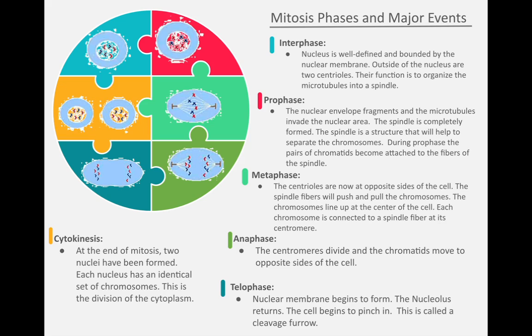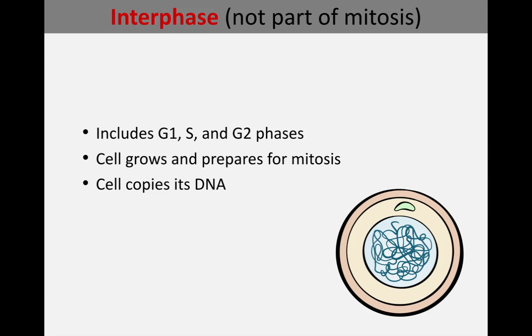However, the cell is not completely divided into two daughter cells until the process of cytokinesis occurs, and that's where each cell then pops apart into two completely different cells. However, the cells are identical in every way. So that's a whole lot of information. Let's look at it in its simplest components.